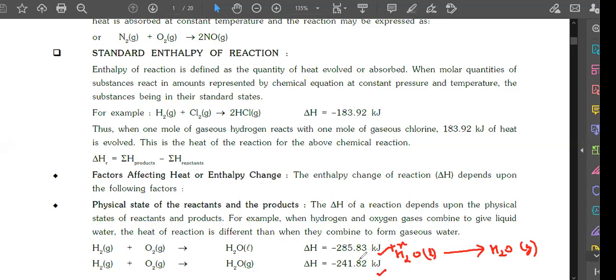Now, if I ask you, what is delta H of vaporization? How can you find it? It will be minus 241.82 minus of minus 285.83. Got it, everyone? Hess law. I hope everyone remembers Hess law, right? So this was the first factor, which is your physical state. Depending on that, there will be different types of reactions.